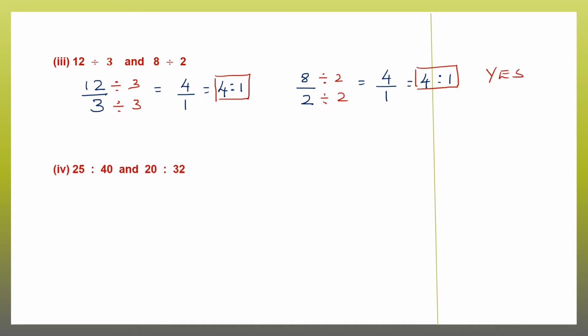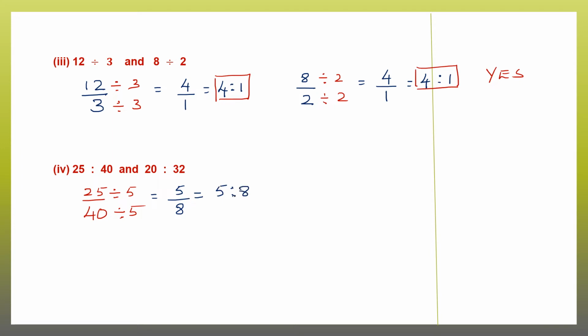Question 4. 25 is to 40 and 20 is to 32. Okay, 25 by 40. Let's reduce it to the lowest term by dividing both by 5. And let's see what we get. We get 5 fives are 25 and 5 eights are 40. We can't reduce this further, so the ratio is 5 is to 8.